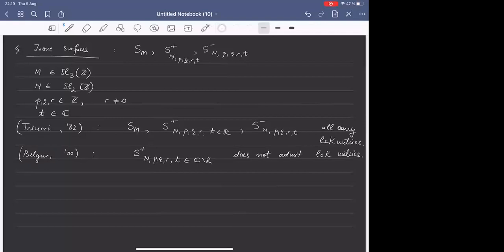So I will start with the definition of S_M. So S_M is constructed in the following way. M, as I said, is a 3×3 matrix with integer components and determinant 1, and has one more restriction, that M has a real eigenvalue alpha that is greater than 1, and two complex conjugated eigenvalues that are not real. So beta is different from beta conjugated. So these are the eigenvalues of M. So S_M is constructed out of such a matrix. Of course, there exist plenty of such matrices.